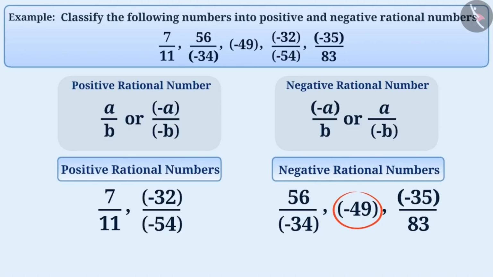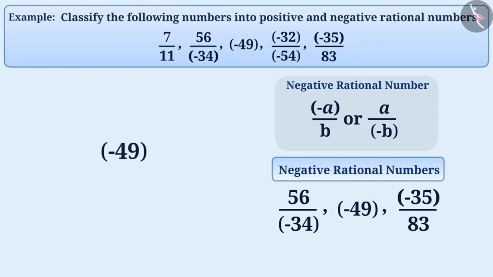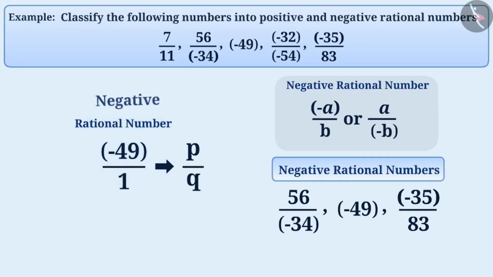Can you tell me why minus 49 is a negative rational number? Think for a while. Let me tell you. Since minus 49 can be written as minus 49 by 1, this number can be represented in the form of p by q, which shows that it is also a rational number. Since of its numerator and denominator, only the numerator is a negative integer, this number is a negative rational number.